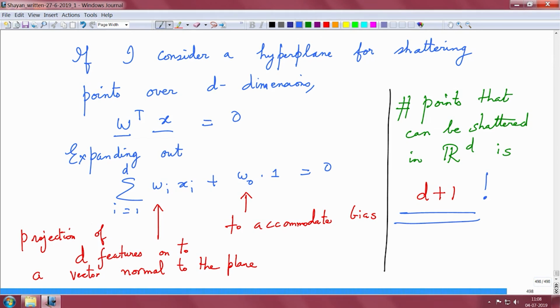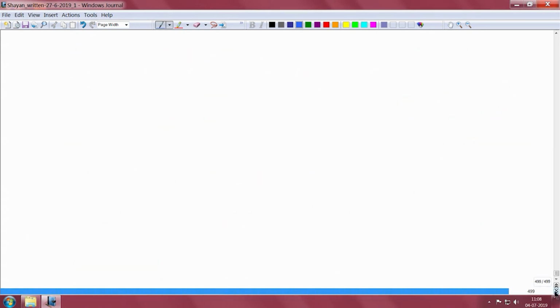Now, with this we can define what the VC dimension is. That means there is a link to the complexity of the learning machine, that is in its ability to shatter the points and the number of points in the training set itself, right. So, let me give you a formal definition here.